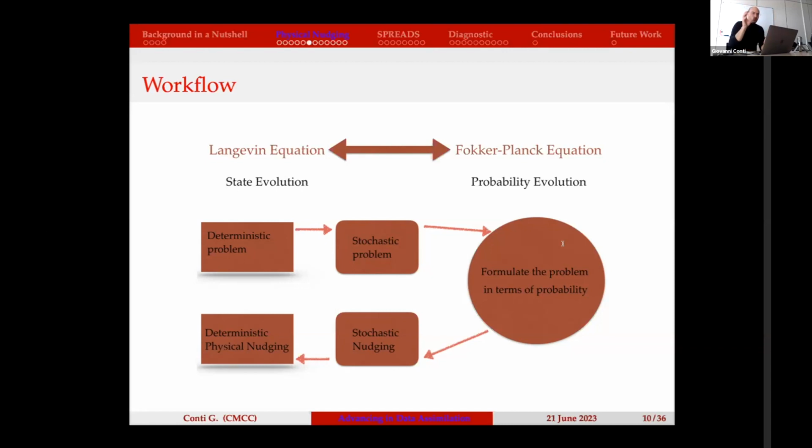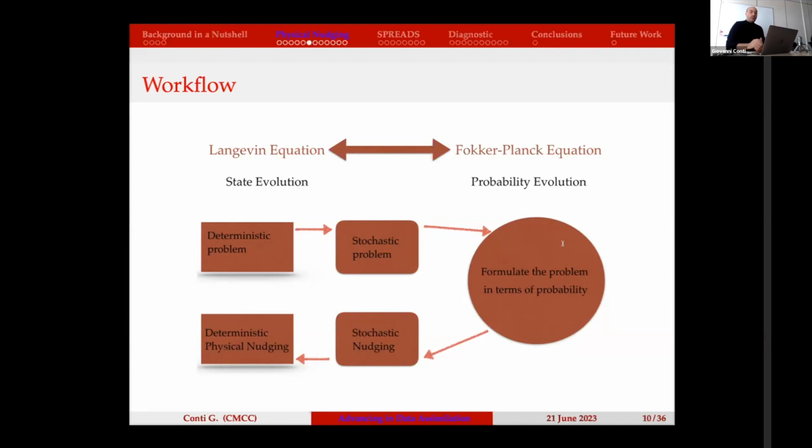And then we add some noise to parameterize unresolved scale dynamics, for example. And then we transform the deterministic problem into a stochastic problem, still in the state evolution space, in the coordinate space. Then we can exploit the connection, the bridge between the Langevin and the Fokker-Planck equation that describe the evolution of the probability of this system.